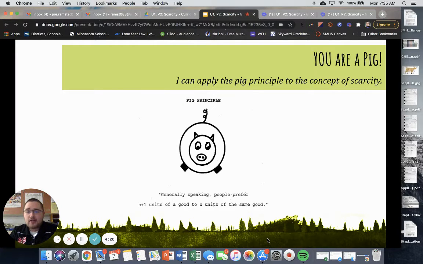But what does that matter in AgEcon? Why do we care about that? Well, because by consuming n plus 1 units and wanting that extra additional unit for satisfaction, we ourselves are contributing to the problem of scarcity.